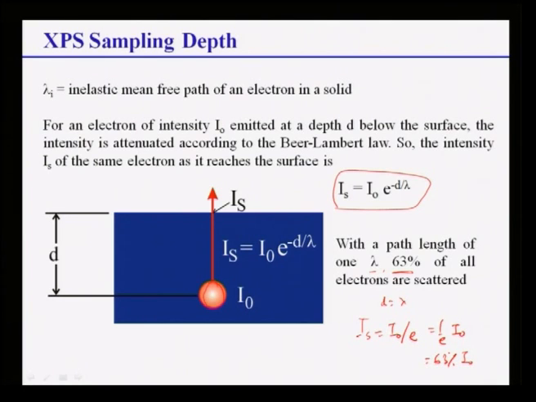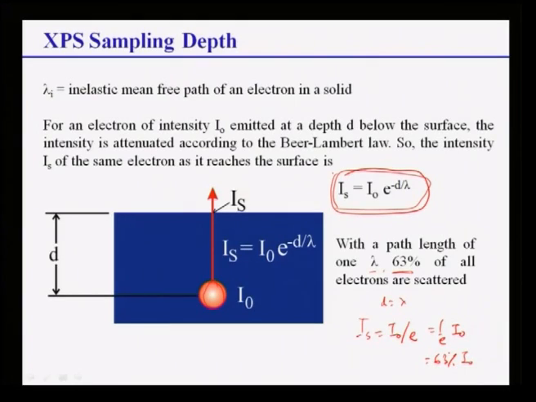That is what is said here. So you must remember this formula: it is I0 exponential of minus d by lambda, not lambda by d. Lambda is the inelastic mean free path of an electron in a solid. You must have that knowledge first. These are inelastically scattered electrons, not elastically scattered electrons, because these electrons are losing energy. So one needs to know the mean free path of that.